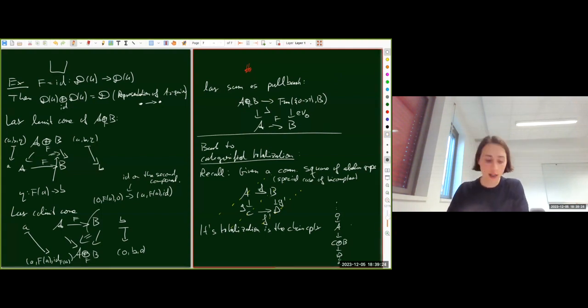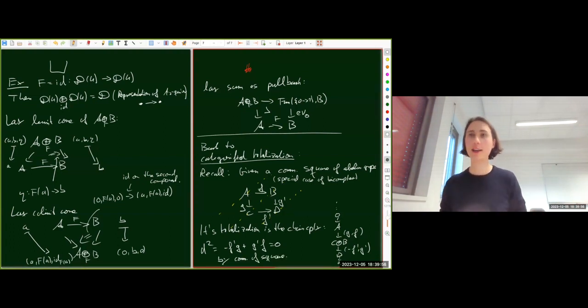And then what's the differential? Here, this is just the map G comma F, and this would be the map minus F prime, G prime. And why is that a complex? What do we have to check? We have to check that D squared is equal to 0. So D squared is minus F prime G plus G prime F, and that is 0 by the commutativity of the square. I hope that context is also familiar to the audience.